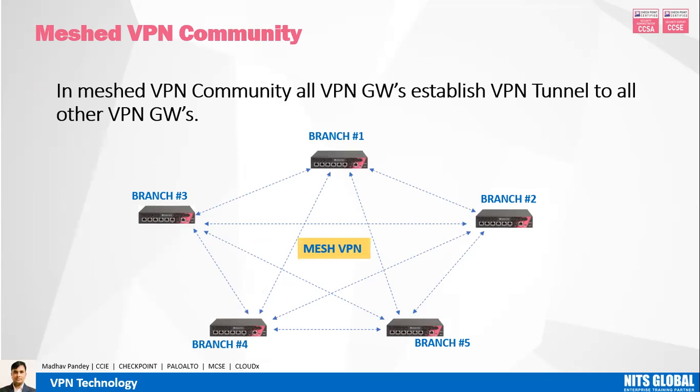So this is a mesh. In a mesh VPN community, all of these are your VPN gateways, and all VPN gateways establish a VPN tunnel to all other VPN gateways. Let's say this branch one has a dedicated tunnel with this, dedicated tunnel with this, dedicated with this, dedicated with this. Everyone has a dedicated tunnel to each other. So if anyone fails, the remaining can keep working. This is mesh. If any one link is down, it will still remain connected to the others like this. Everyone is independently connected to the others.